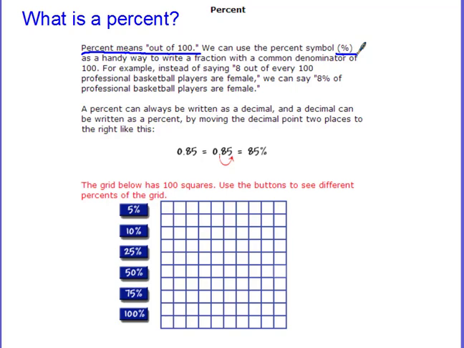A percent can always be written as a decimal, and a decimal can always be written as a percent just by moving the decimal point 2 places to the right like this. So in this one we have 0.85.